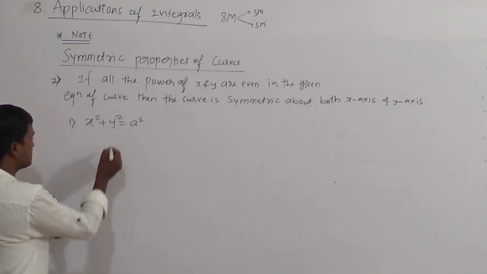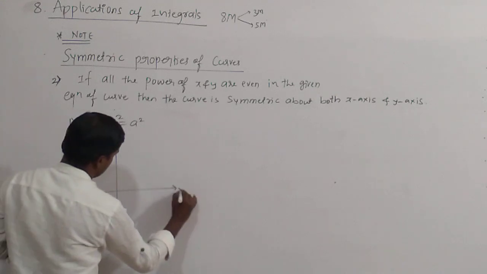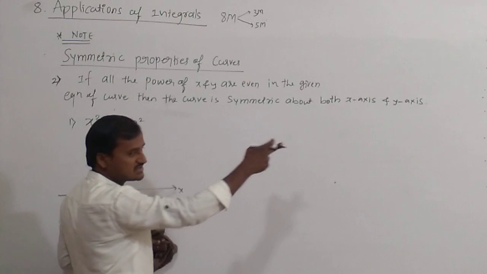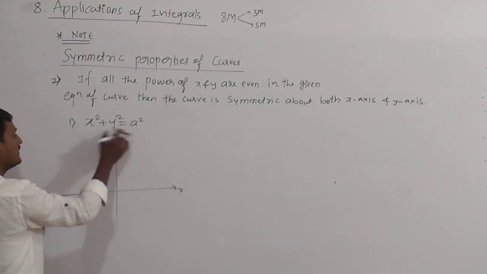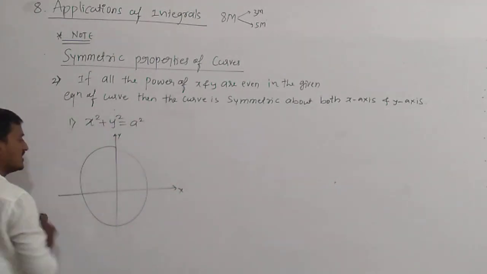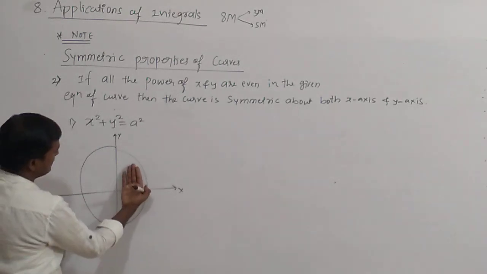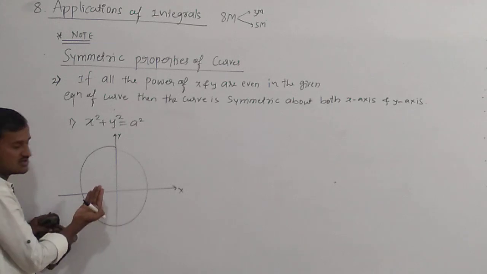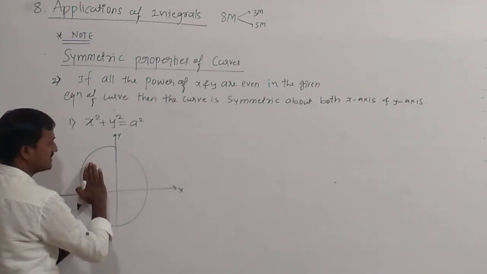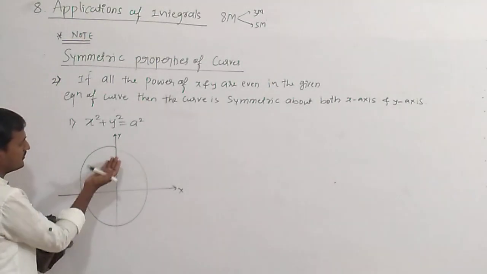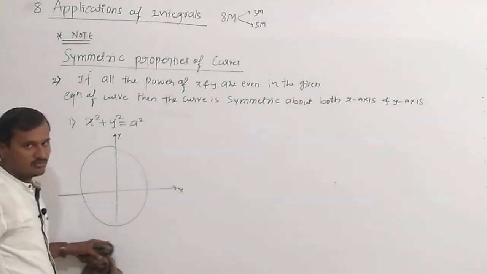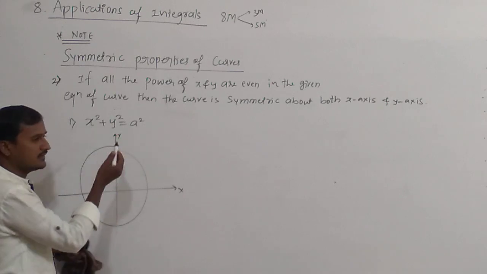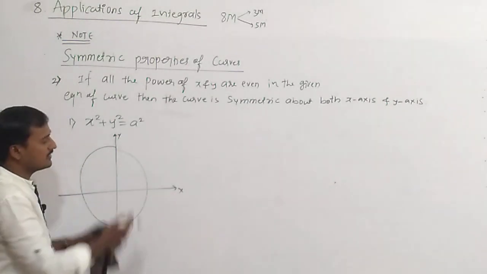In such a case the curve is symmetric about both the x-axis and the y-axis. What does it represent? It represents the equation of a circle. So clearly this circle is symmetric about the x-axis and also the y-axis. Here if you fold like this, then it is symmetric about the y-axis. If you fold like this, then it is symmetric about the x-axis. Because the powers of x and y are even, it is symmetric about both the x-axis and y-axis.